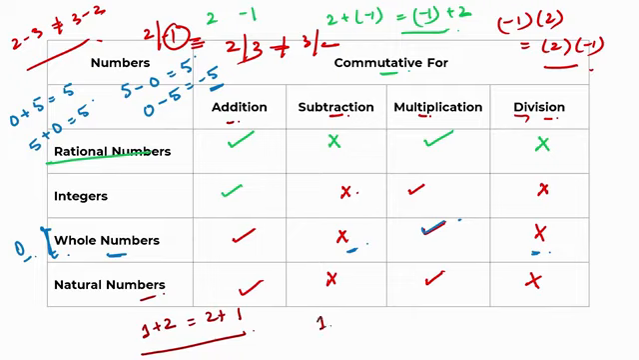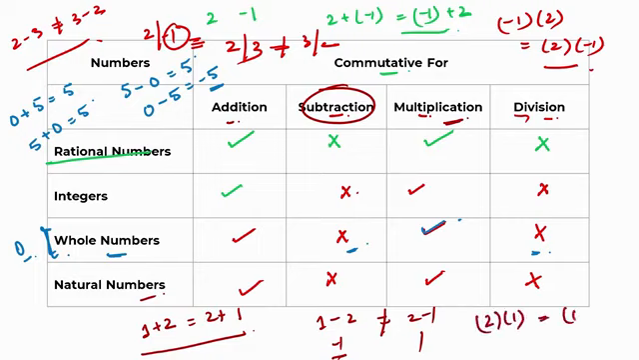In case of subtraction, 1 minus 2 is not equivalent to 2 minus 1, because this is going to be negative of 1 and this is going to be 1, and negative of 1 is not a natural number. Therefore, subtraction is not closed. For multiplication, both of them are going to be okay, because we know that 2 multiplied by 1 is equal to 1 multiplied by 2. As simple as that, right? So multiplication is closed and I've put a tick.